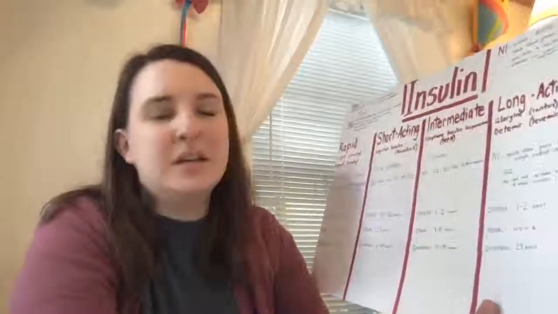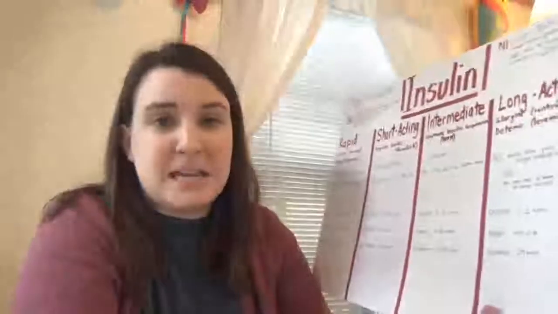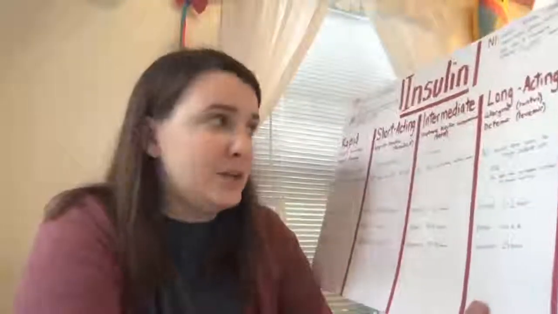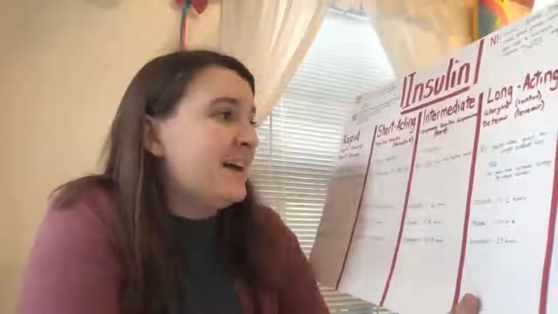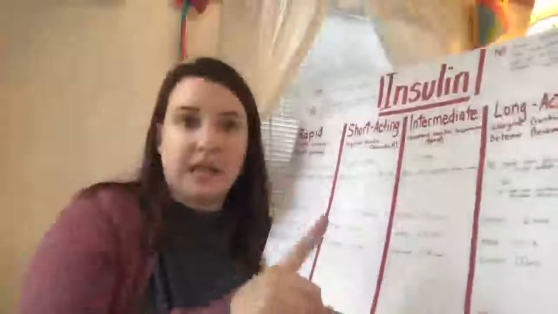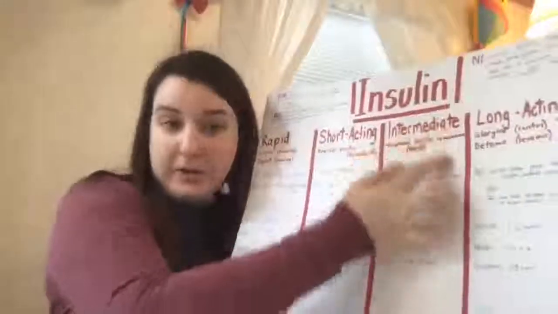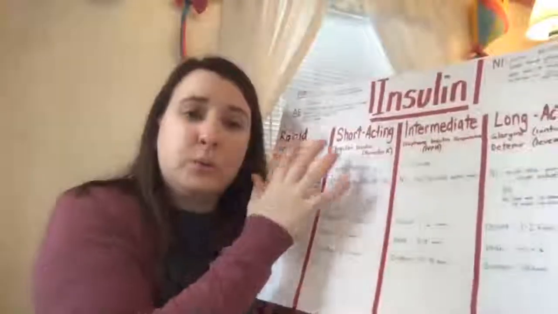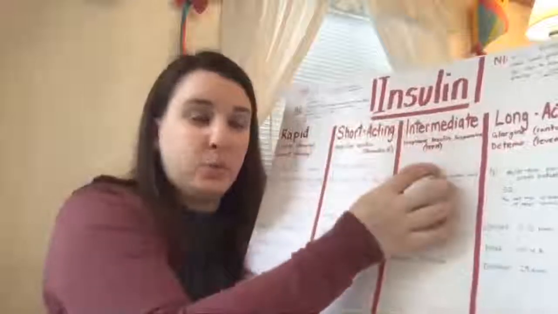Intermediate is isophane insulin suspension, which is shortened down to NPH. I don't know how it got to NPH, but it did. This drug is cloudy. So remember how we talked about going from clear to cloudy? These are the clear drugs. This is the cloudy drug. So you're going to withdraw this medicine first and then withdraw the cloudy, clear to cloudy.